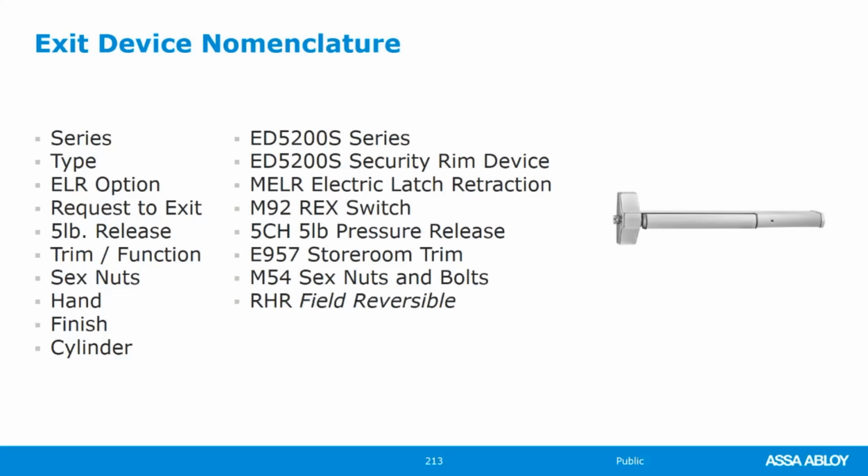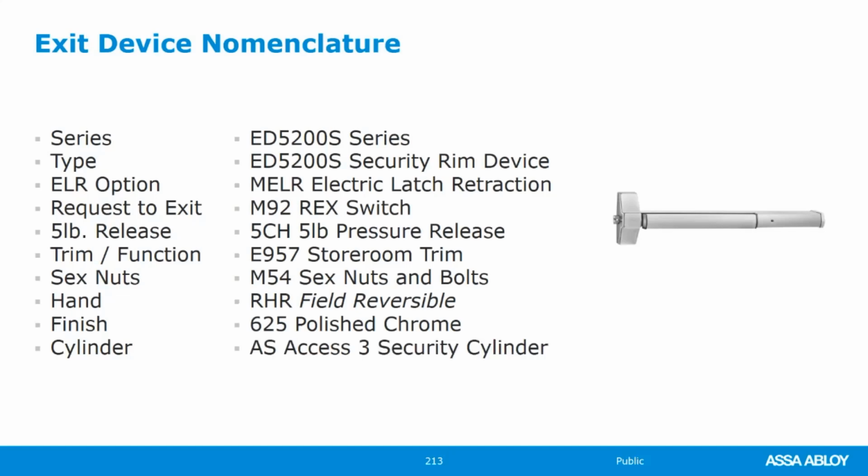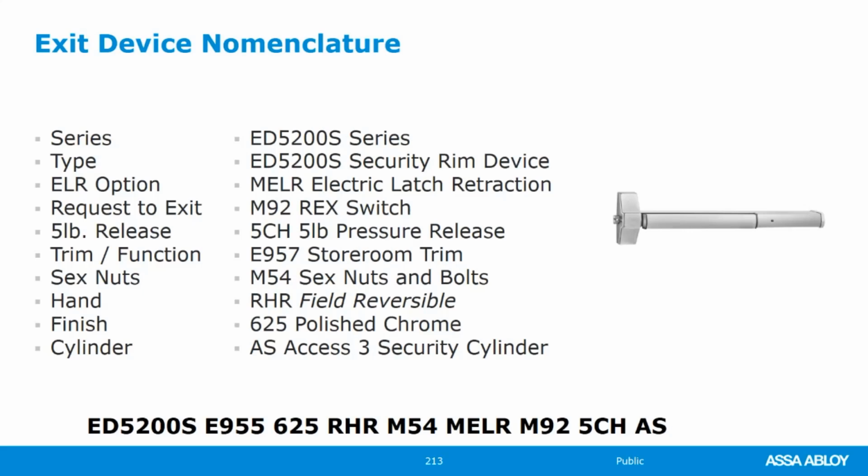Our hand is right-hand reverse. Our finish is 625 for the polished chrome. And our Access 3 cylinder for security is AS. So how does that look all together? It is an ED 5200S, E955, 625, right-hand reverse, M54, MELR, M92, 5CH, AS.